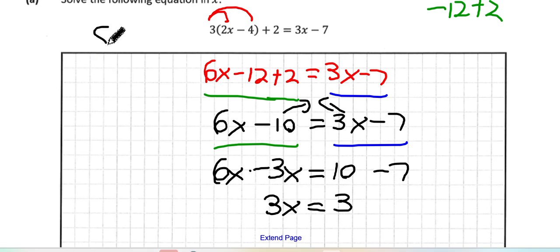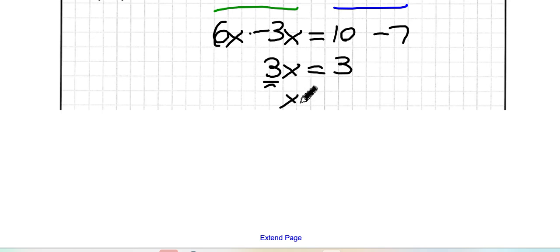Well, 5x means 5 multiplied by x. 3x means 3 multiplied by x. 3 plus x means 3 add on to x. So what am I doing here? I'm multiplying 3 by x and the answer is 3. So we're going to turn this multiplier into a, where does it go?